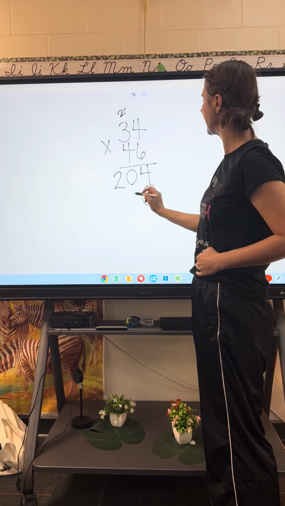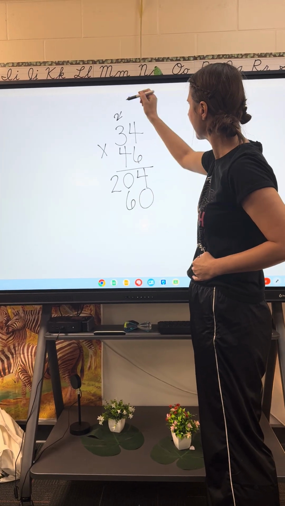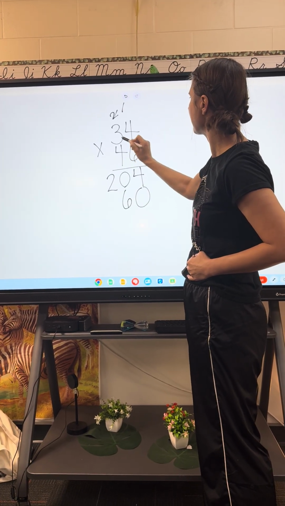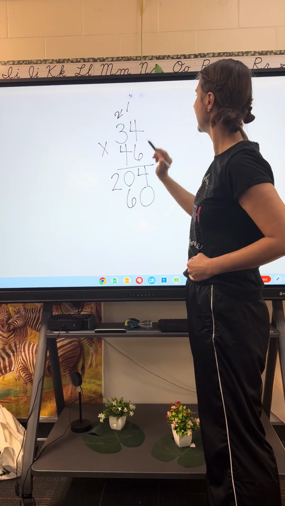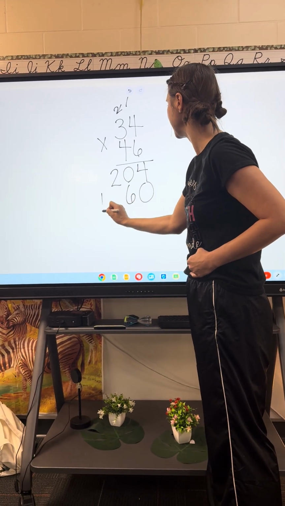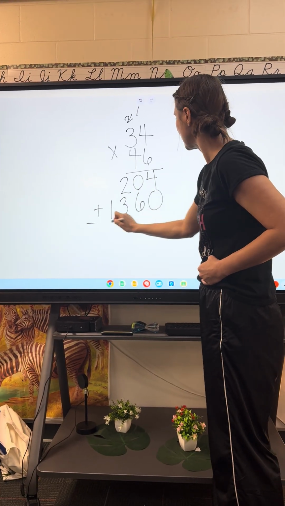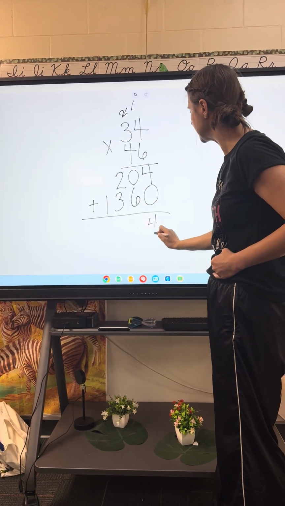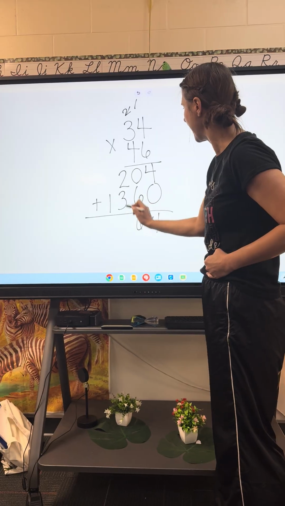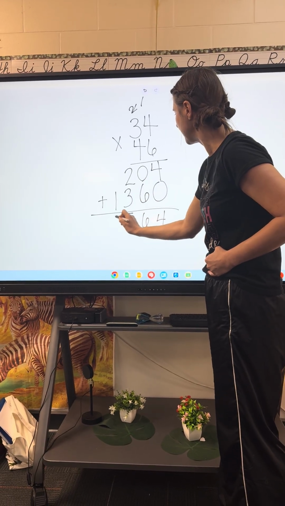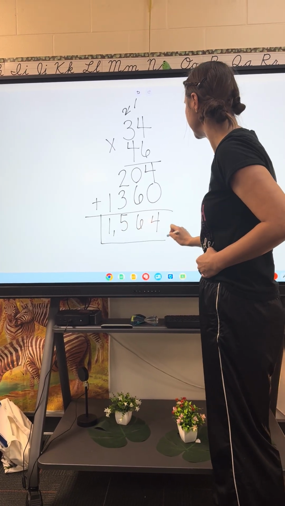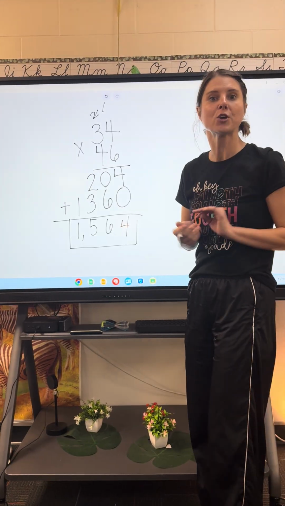4 times 4 is 16. Carry your 1. 4 times 3 is 12, plus 1 is 13. You want to make sure you line up your numbers correctly. And then you're going to add to find the product. So the answer is 1,564.